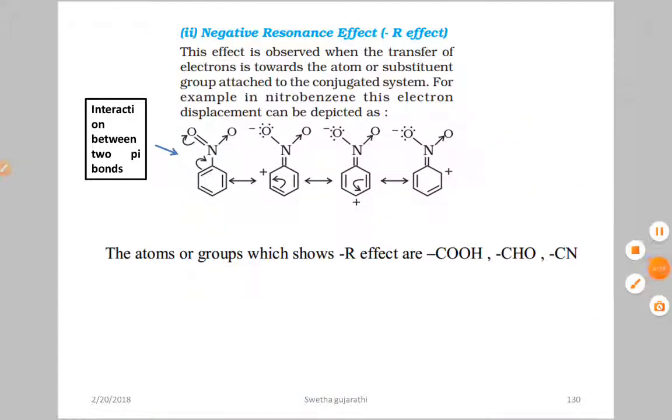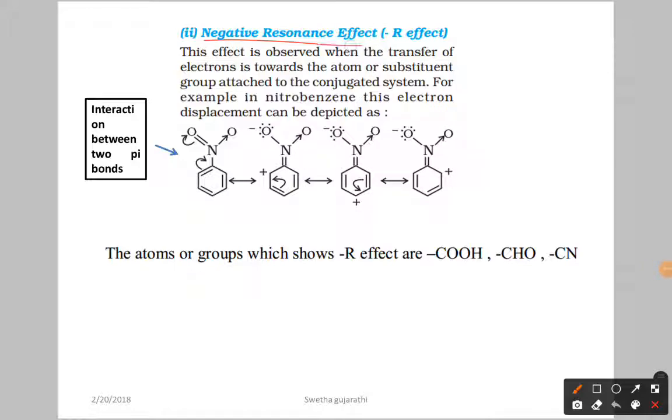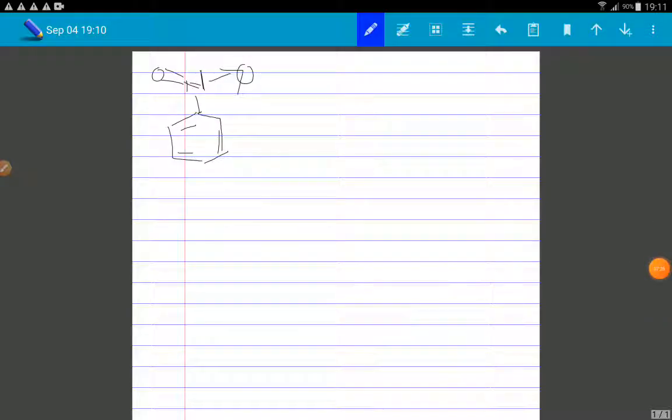Next we have the negative resonance effect, that is called the minus R effect. Negative means what here? Here again I am going for the example of nitrobenzene. Here we have the nitrobenzene example. This is the structure of nitrobenzene. Now I am shifting only pi bonds in both cases. Now this pi bond is shifted to the adjacent atom and this bond is shifted to the adjacent bond.